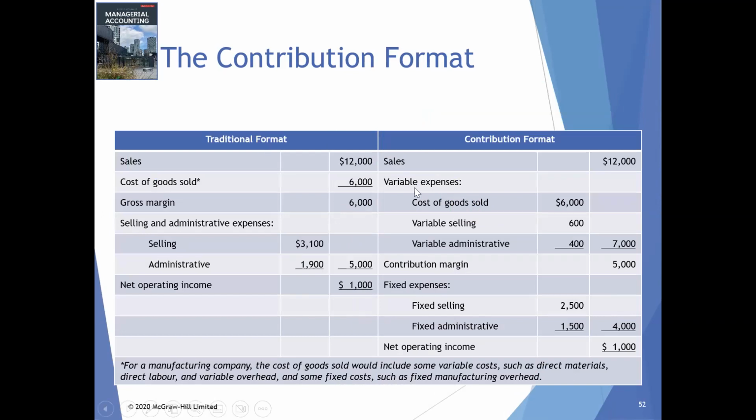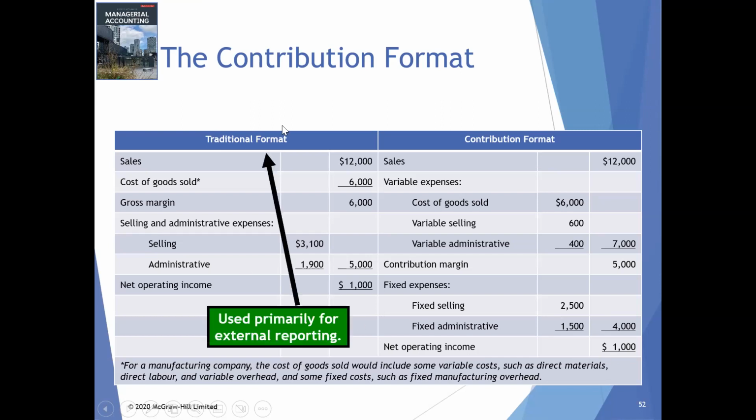Look at this: traditional format and contribution format. In the traditional format, sale is given, cost of goods sold is given, gross profit minus all the expenses is equal to net operating income. Now here in the contribution format, sale is 12,000, variable costs, which are variable cost of goods sold, variable selling and variable administration, all the variables 7,000, and contribution margin is 5,000 minus fixed is the net operating income. This format is used for external reporting and this format is used for management.